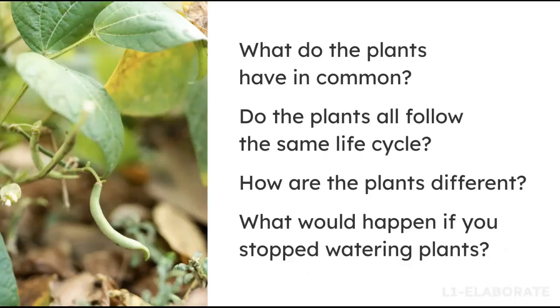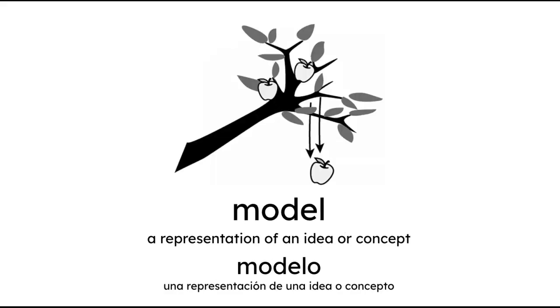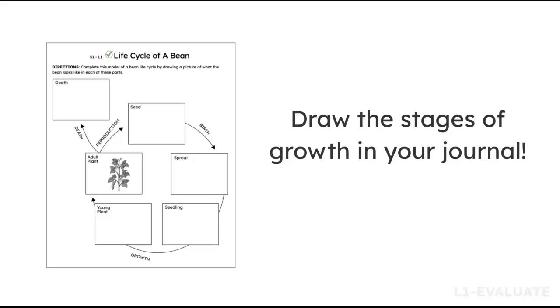As the seeds grow, you'll use the Elaborate portion to allow the students to turn and talk about their understanding of the plant life cycle and the evidence that supports their thinking. You'll ask them questions about the plant's similarities and differences and their observations of their life cycles. During the discussion, you can post the death and model vocabulary cards. For the Evaluate portion, you'll have the students use the Life Cycle of a Bean student journal page to draw what each of the stages of growth looks like.